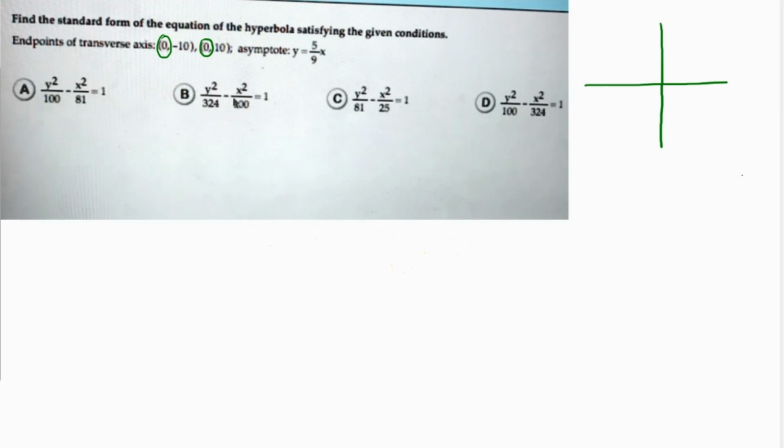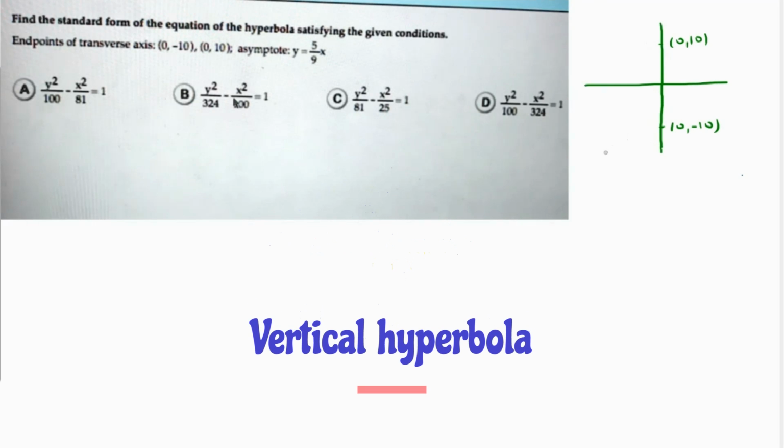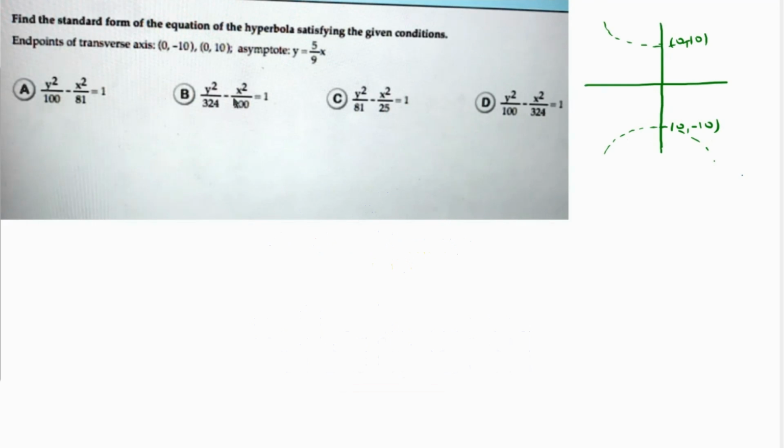X coordinate is 0 means that it lies on the y-axis. So let's say this is (0, 10), and let's say this is (0, -10). So definitely, if these are the endpoints, then the hyperbola is going to look something like this. So this is a case of a vertical hyperbola, in other words, right?